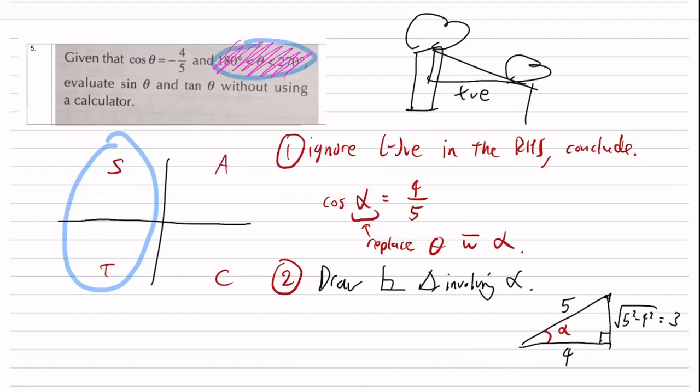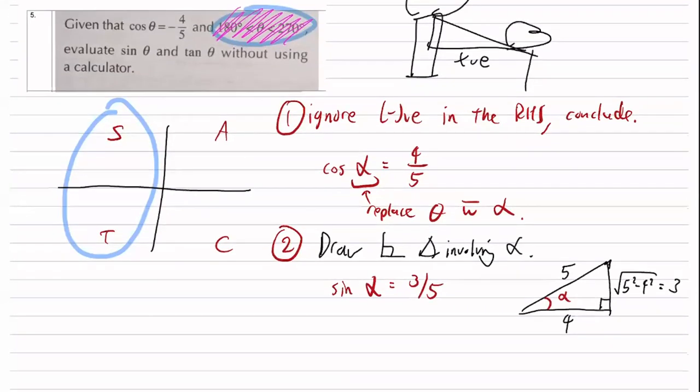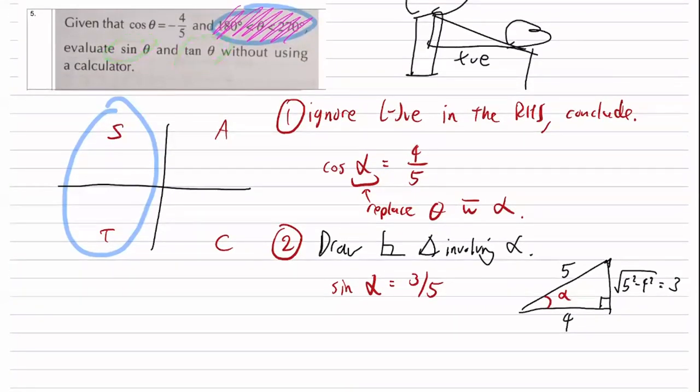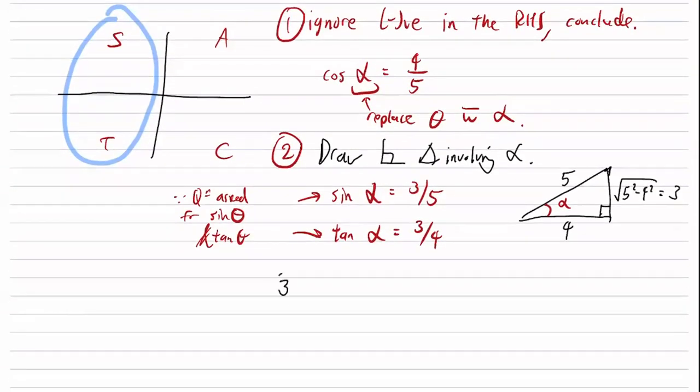Good. So what is sine alpha in this case? Sine alpha is 3/5. Very good. Since they're asking for sine theta and tangent theta, that's why I found this: the question asked for sine theta. Likewise, since they asked for tangent theta, I will also find my tangent alpha. Can you tell me what's tangent alpha? 3/4. Okay, very good. So now step 3 is to answer the question.